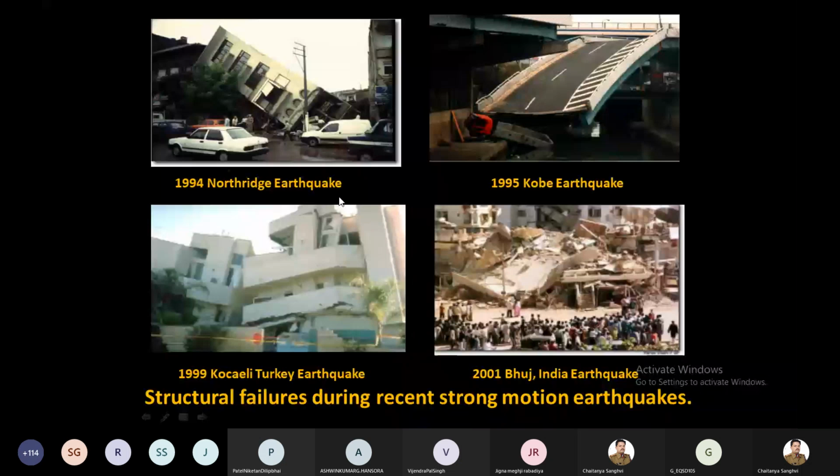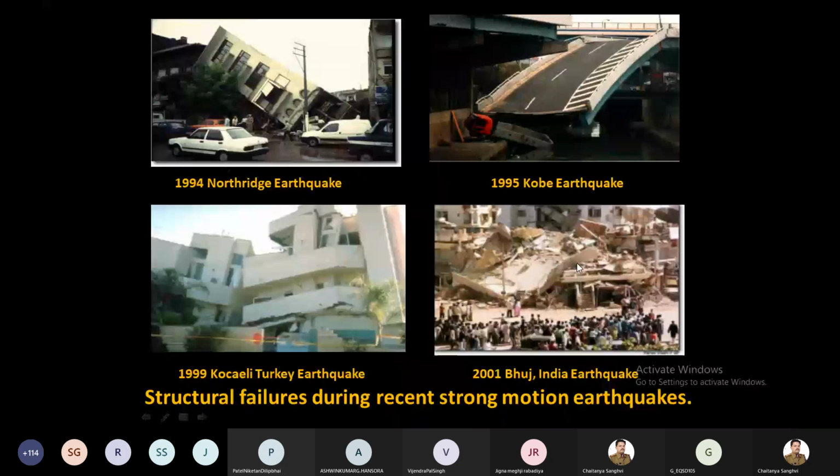Now, if you look at these 4 pictures, you will find that whether it's America, Japan, Turkey or India, collapse has been observed in past earthquakes. Maybe in India, more devastation has been observed as compared to America, but definitely we observe damage or collapse during earthquakes. This is the reality. You see, when an earthquake strikes a particular region, suppose you are talking about India, then we try to run out of the buildings. The reason is we don't have faith in our houses.